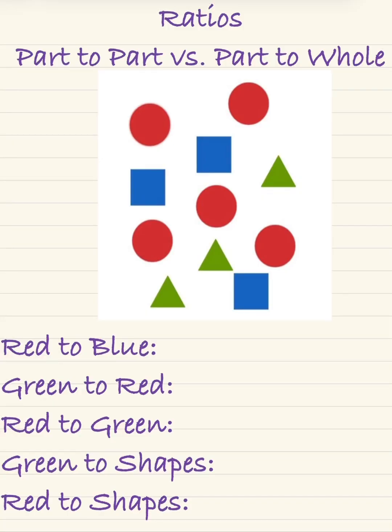Starting with the first set of information that we see written here, it is asking us to create a ratio with the comparison of red to blue items. What I'm going to do is simply count how many red items that I have. 1, 2, 3, 4, 5. There are 5 red items, so I'm going to write that 5 first, followed by a colon, and then identify how many blue items there are. 1, 2, and 3.